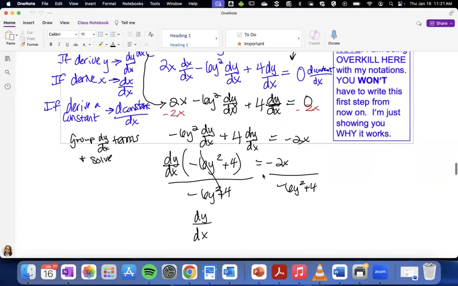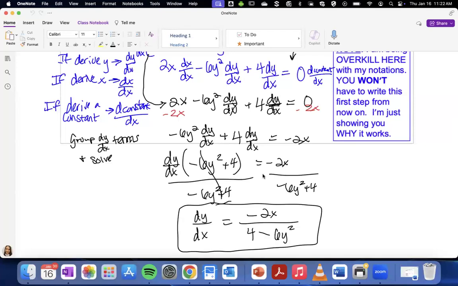is dy over dx is negative 2x over negative 6y squared plus 4. I mean, I don't like negatives hanging out there. I'm just going to switch it up and write it as 4 minus 6y squared. It just looks nicer. We like to do that in math. We like to be fancy.